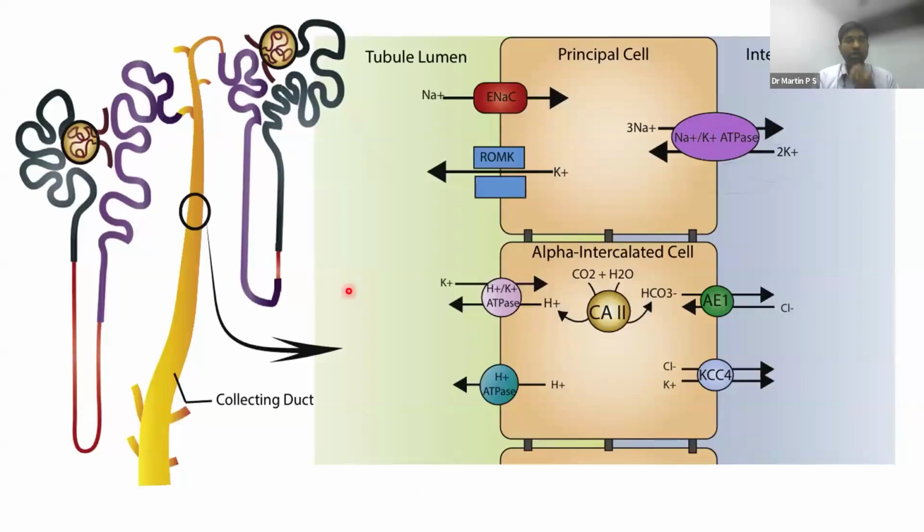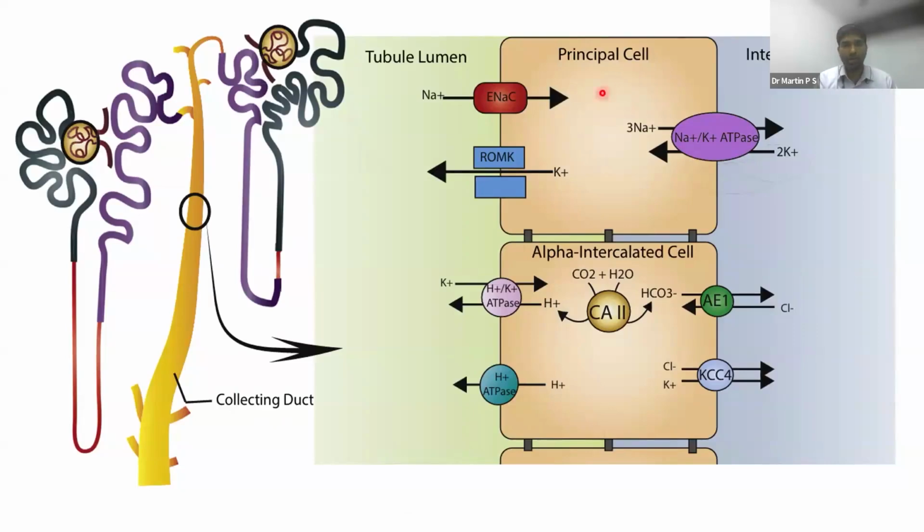So before discussing, we have to know about this particular segment of the nephron, the collecting duct. The collecting duct is important, especially in a case of type 4 RTA, because the final changes in potassium homeostasis occur here. And you can see that the two main cells of the collecting duct are the principal cell and the alpha intercalated cells. The principal cells have the epithelial sodium channel, the ROMK channel, and the sodium potassium ATPase. The principal cell has an intracellular receptor for aldosterone, the mineralocorticoid receptor.